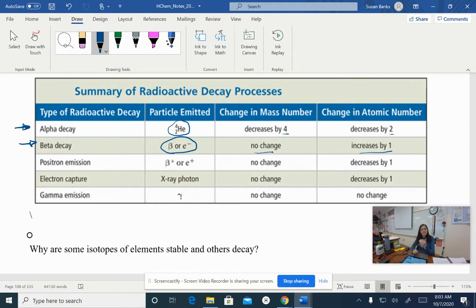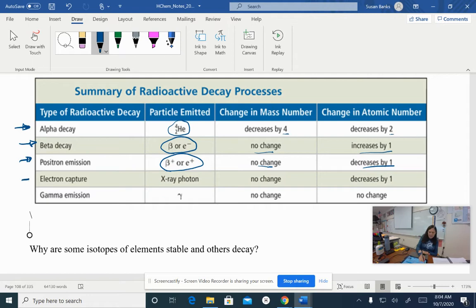Positron emission is the exact opposite of beta decay. So positron emission is where we have a beta plus or an electron plus. Okay? So once again, we have no change in the mass, but the nucleus or the proton number decreases by 1. Okay? So it's the exact opposite of beta. Positron is different than beta.